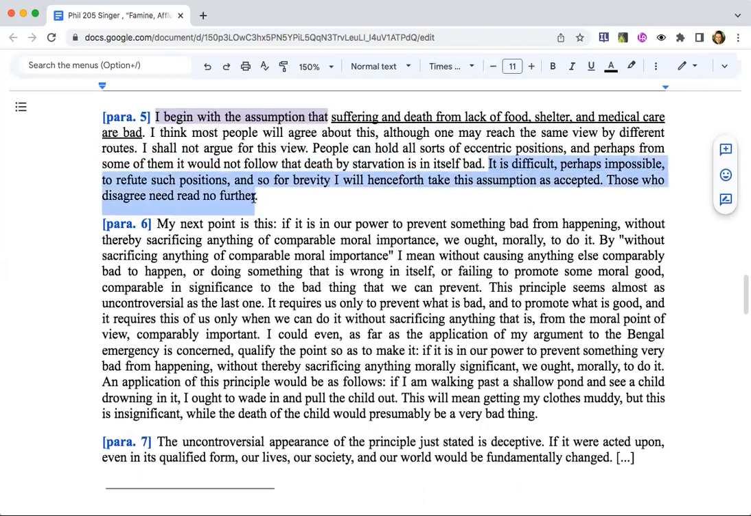"Those who disagree need read no further" unless the paper has been assigned to you and you're required to understand it and write about it, in which case you definitely read further. But if you don't accept this premise, you won't accept the argument.